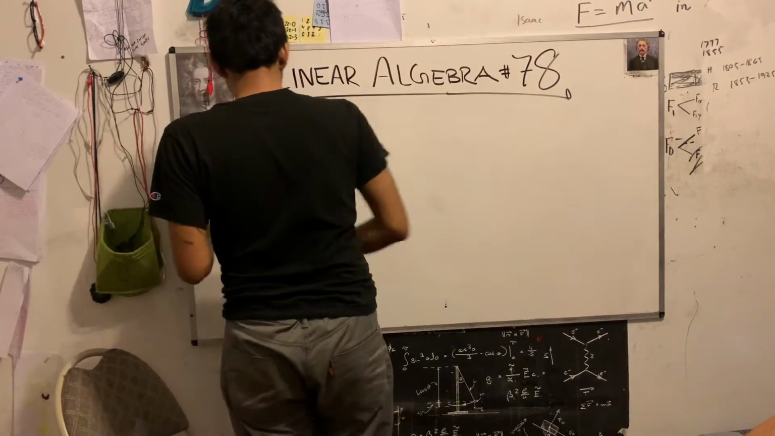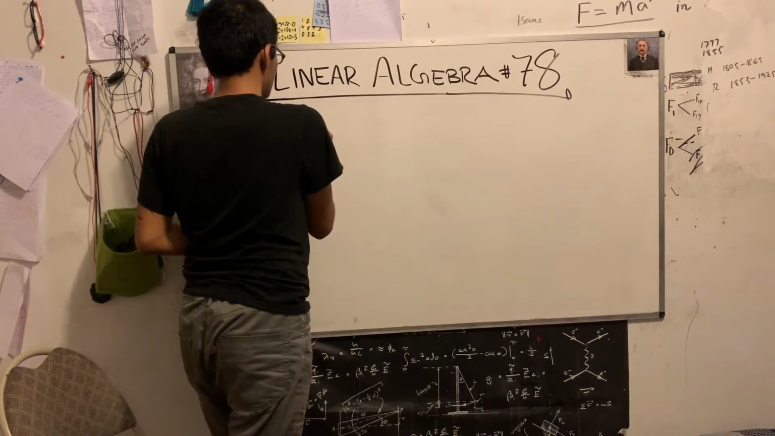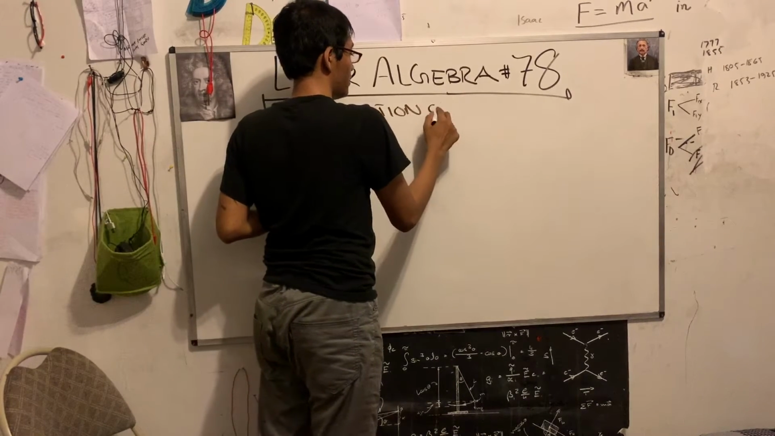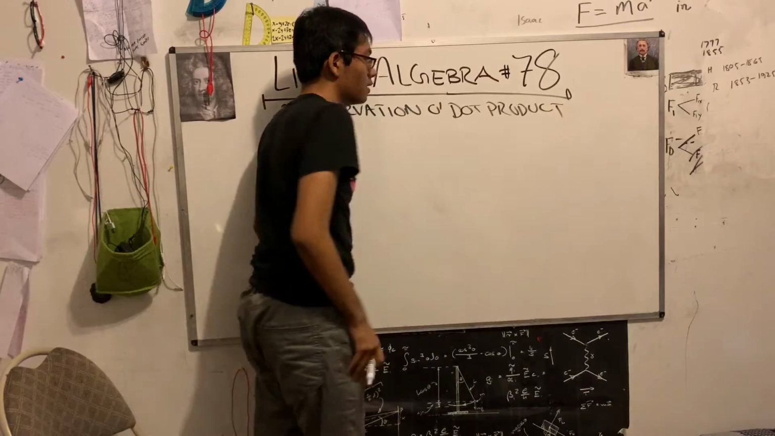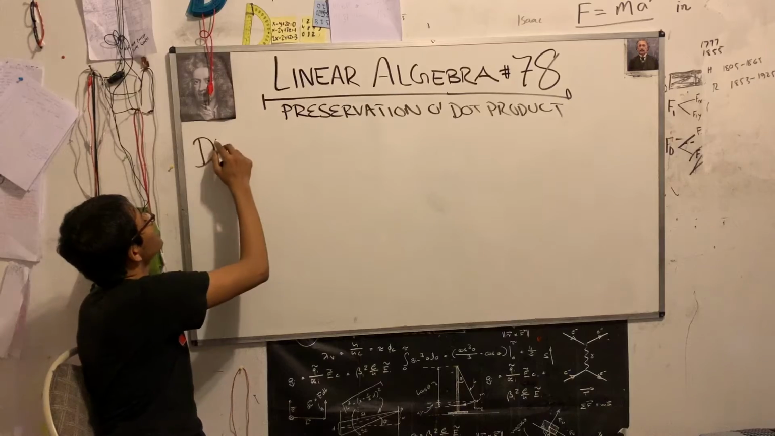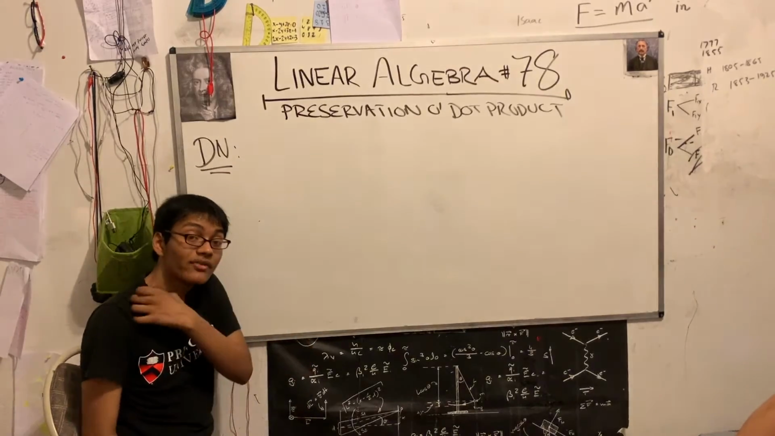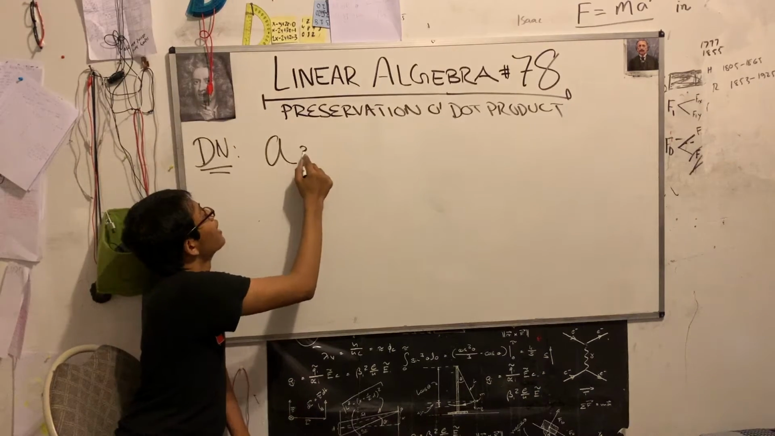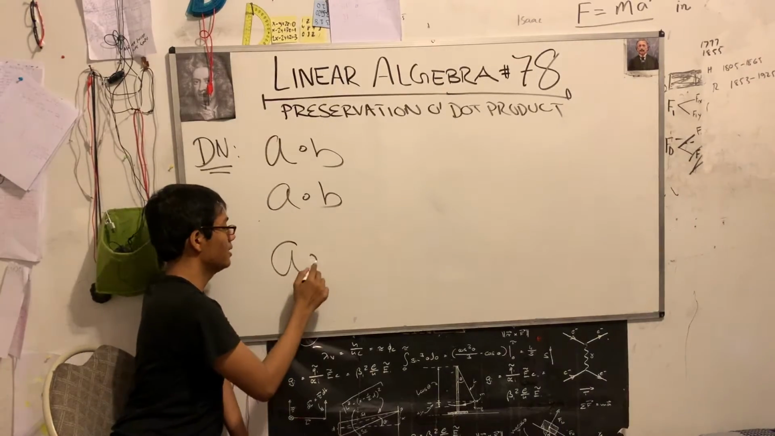There we go. A nice clean slate is something we always like to have. So, preservation of the dot product. We're going to begin with a simple do now, and that do now is going to ask you for the definition of the dot product. There are actually 3 different definitions I like to think of when discussing the dot product, and here they are: A dot B, A dot B, and of course A dot B.